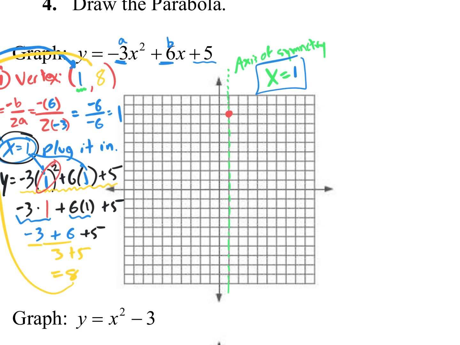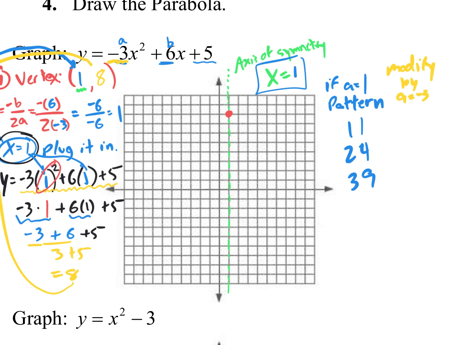So there's two options. One option is to modify your pattern according to your new a value, okay? So if a equals 1, then you could use the pattern 1, 1, 2, 4, 3, 9 from the vertex. But if you have a new a value, in this case the a value of negative 3, you're going to have to modify it. So modify by a being negative 3. So how do you do that?